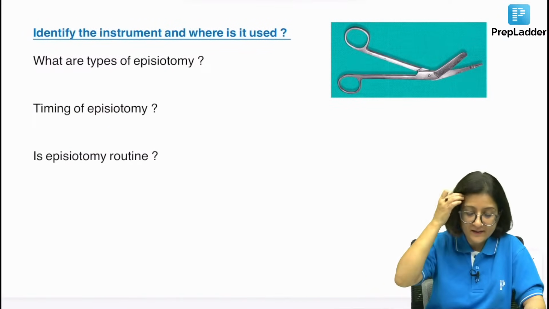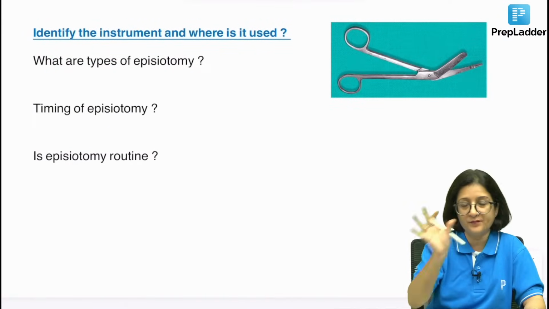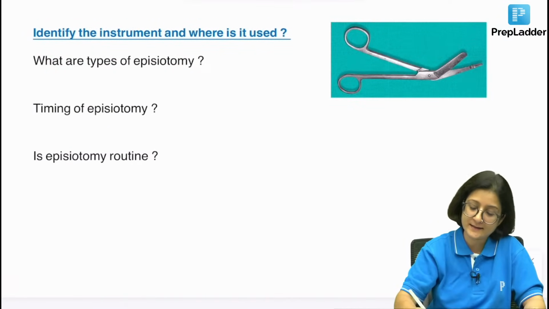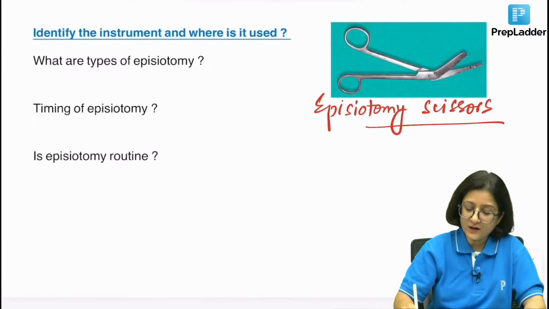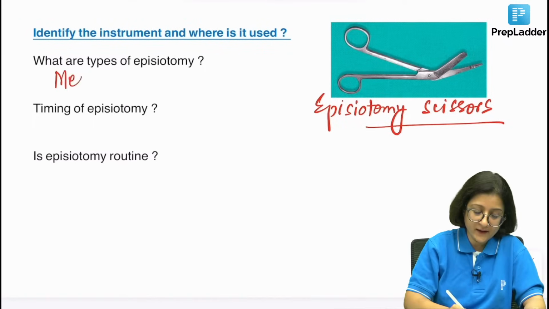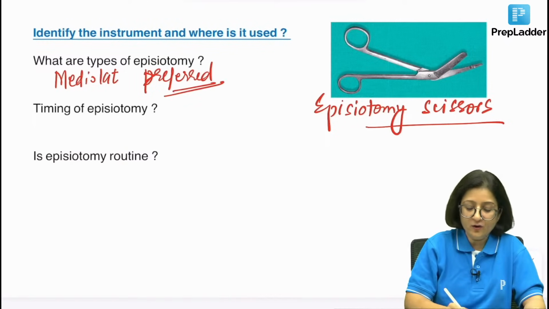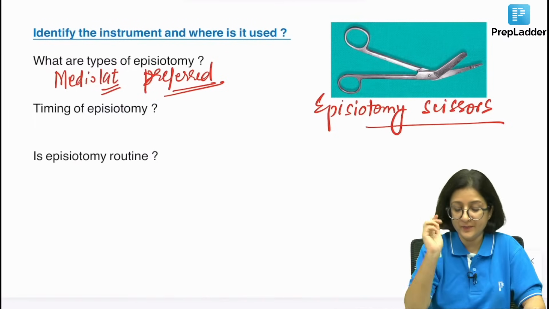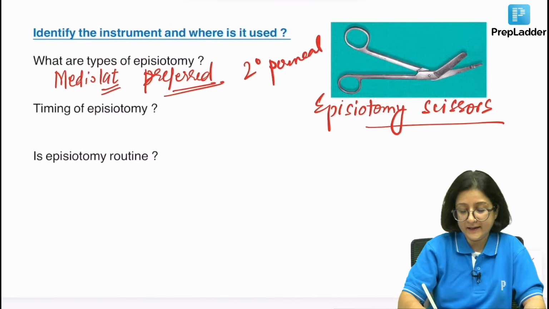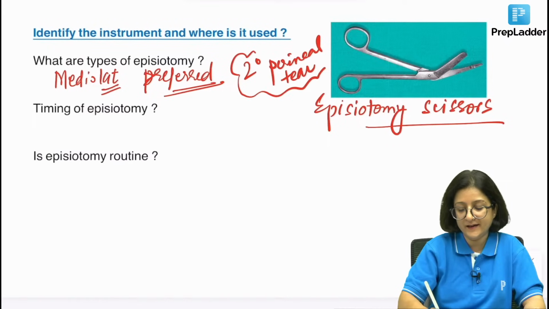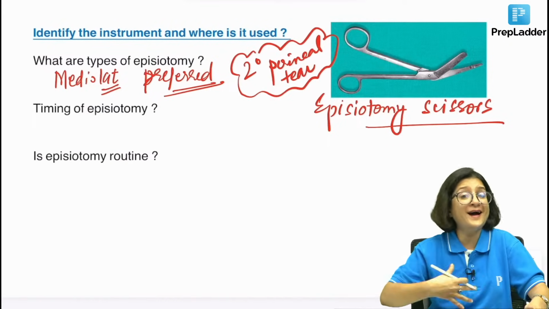Next, identify the instrument and where it is used. So we were talking about episiotomy in the last slide. These are episiotomy scissors. What sort of episiotomy are we giving? We are giving mediolateral episiotomy rather than midline episiotomy, right? Mediolateral is preferred. See, mediolateral episiotomy is basically a kind of second degree perineal tear which we are giving.